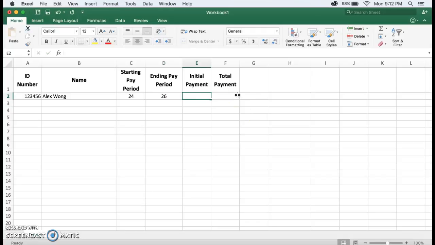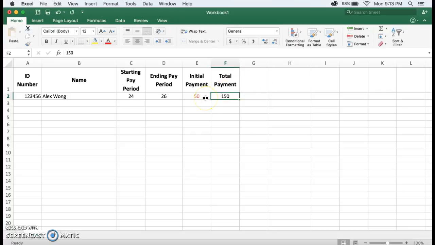So basically he's gonna have a certain amount taken off starting on his 24th pay period. So that's 24, 25, 26. So 3 pay periods or 3 paychecks. So his initial payment, let's say that he has a total due of $150. So he's going to pay $50 per paycheck.